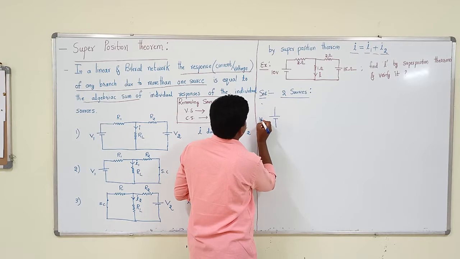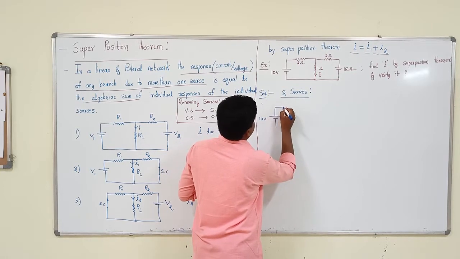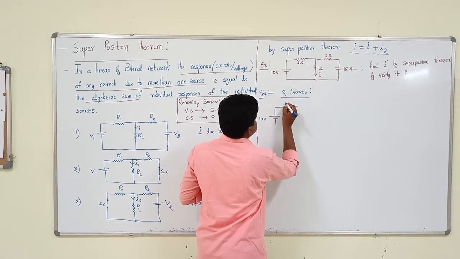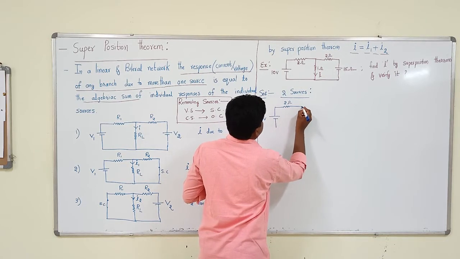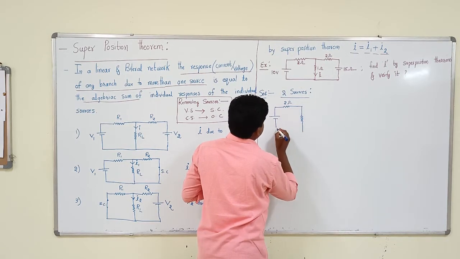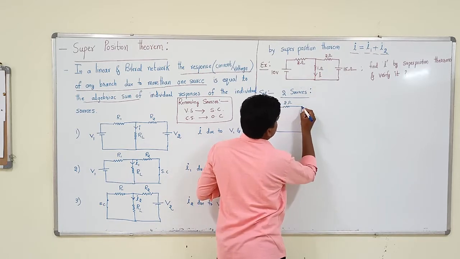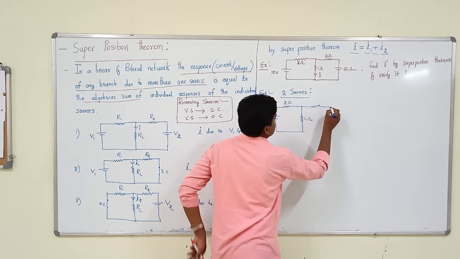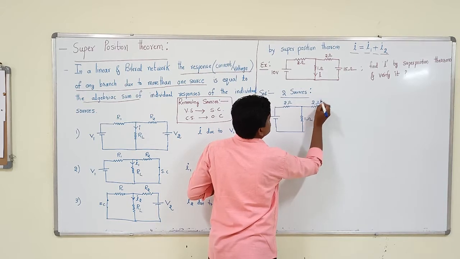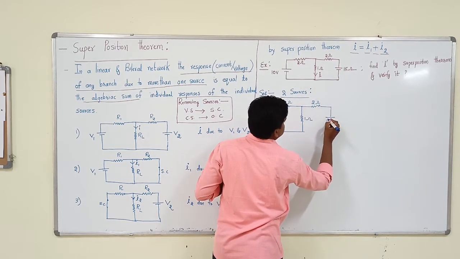First source is 10 volts and a 2 ohm resistor. This is a 1 ohm resistor and again a 2 ohm resistor, a 2 ohm resistor and a 15 volt source.